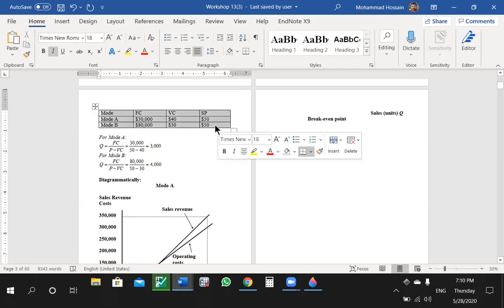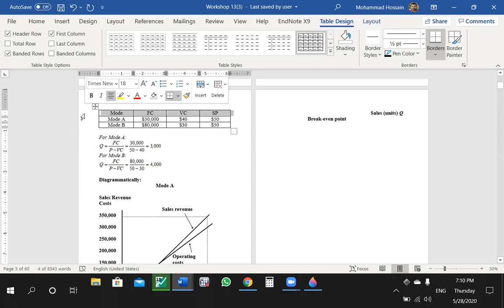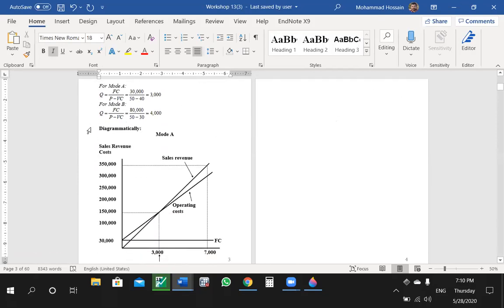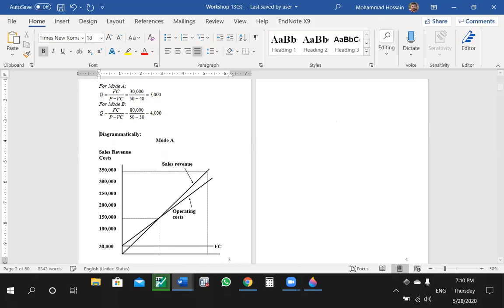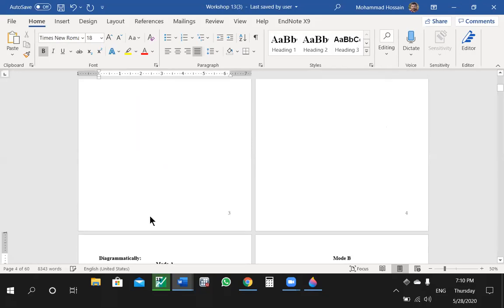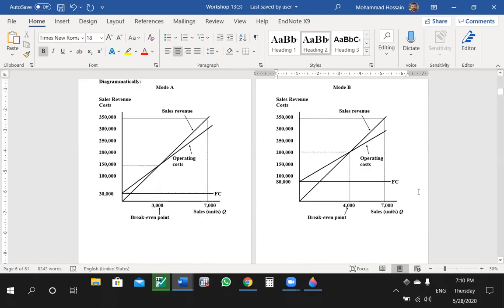I made this table so that I don't have to go back again and again and check. That's annoying actually. So we know our mode A and mode B. If they use mode A, their fixed cost is 30,000, and for mode B, their fixed cost is 80,000. And you can see the situation here. Okay, now it's better.